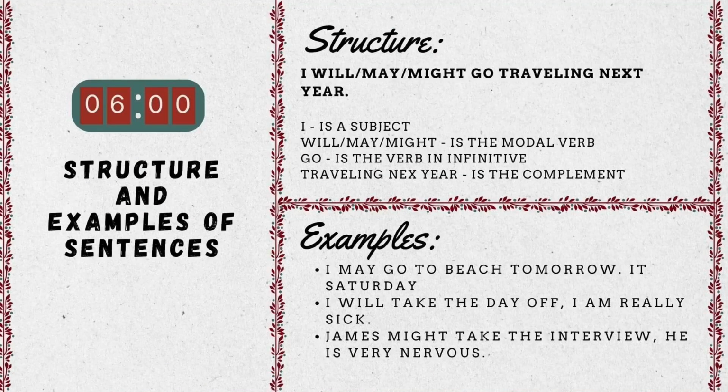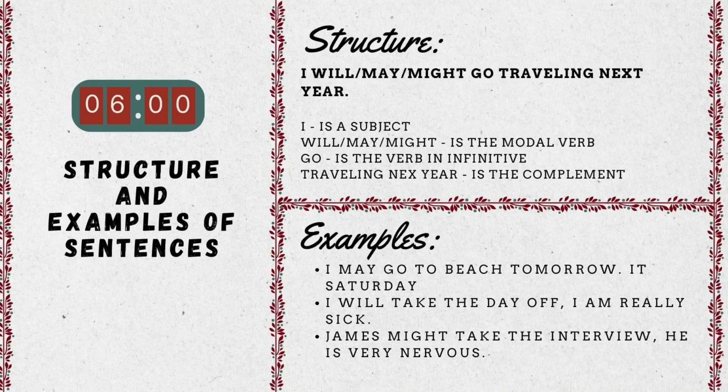Structure and examples of sentences. The structure is: I will, may, might go travel next year. I is the subject. Will, may, and might are the modal verbs. Go is a verb in the infinitive. Travel next year is the complement.